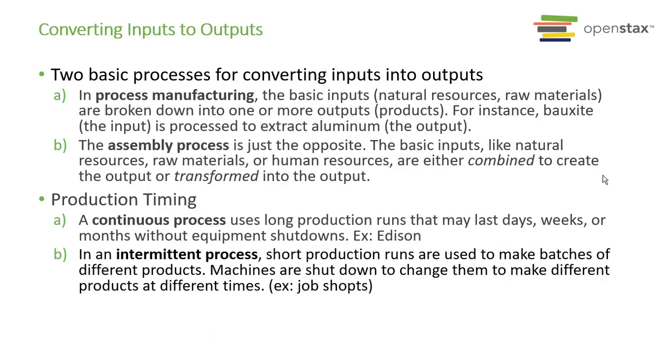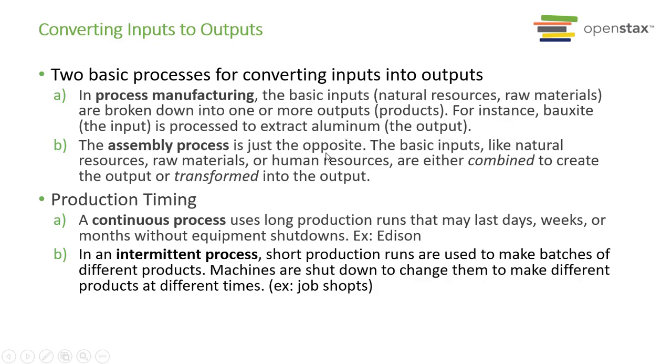All right, moving along, converting inputs to outputs. So the two basic processes for converting inputs to outputs are process manufacturing or assembly process. In process manufacturing, you're looking at your basic input, which could be any natural resources or raw material, broken down into one or more outputs of product. In this case, the example is bauxite used as the input to make aluminum, the output, back to the aluminum example that we were using earlier.